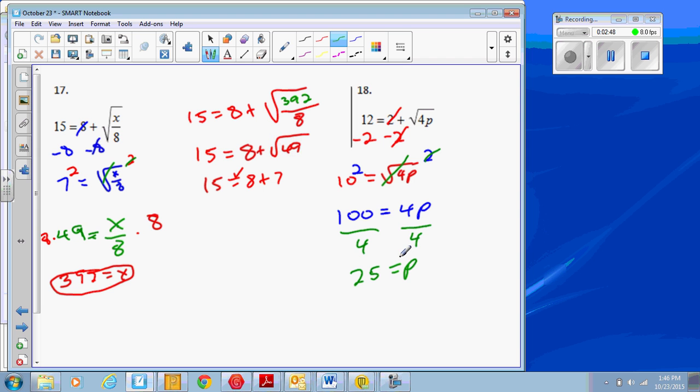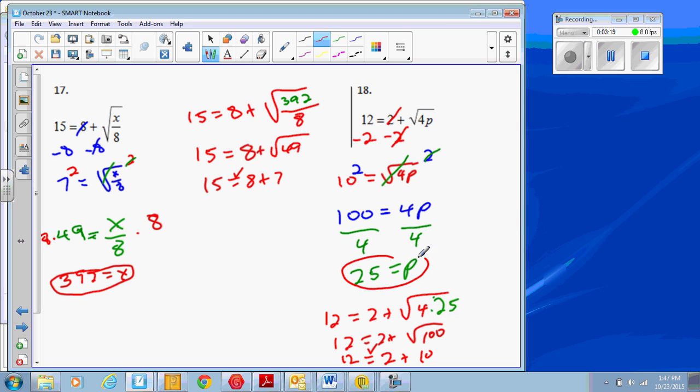And then I check to see if that works. So that's going to be 12 equals 2 plus the square root of 4 times 25. So that becomes 12 equals 2 plus the square root of 100, which is 2 plus 10. 12 equals 2 plus 10, that checks. So this is my other solution to the second problem, or 18.